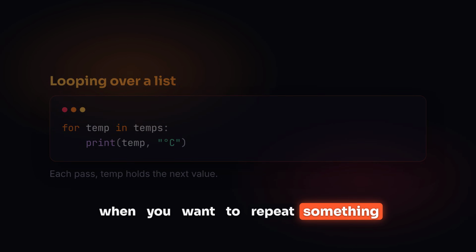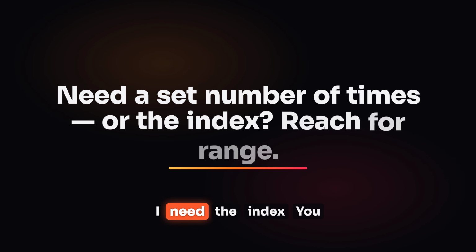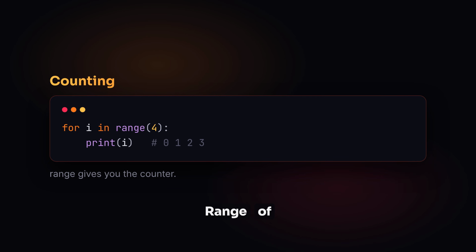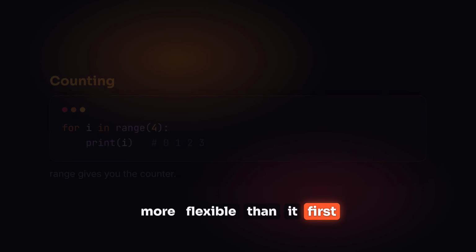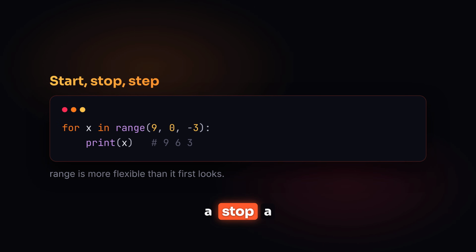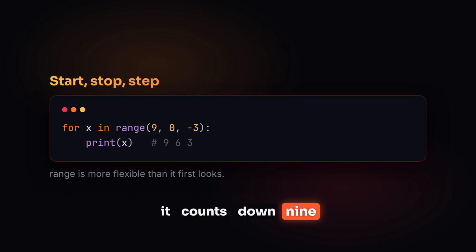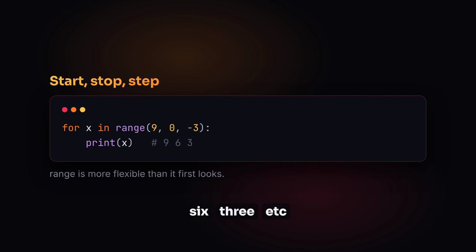And when you want to repeat something a set number of times, or you need the index, you can always use range. Range of 4 gives you 0, 1, 2, and 3. It hands you the counter to work with. And it's more flexible than it first looks. Give it a start, a stop, a step, even a negative one, and it counts down 9, 6, 3, etc.